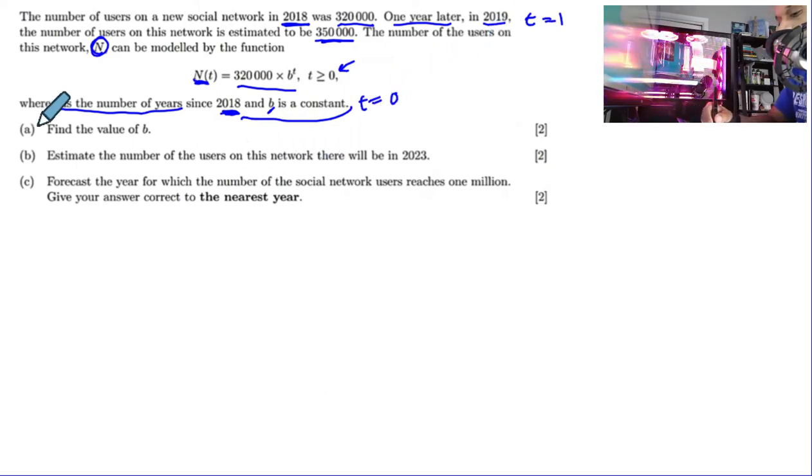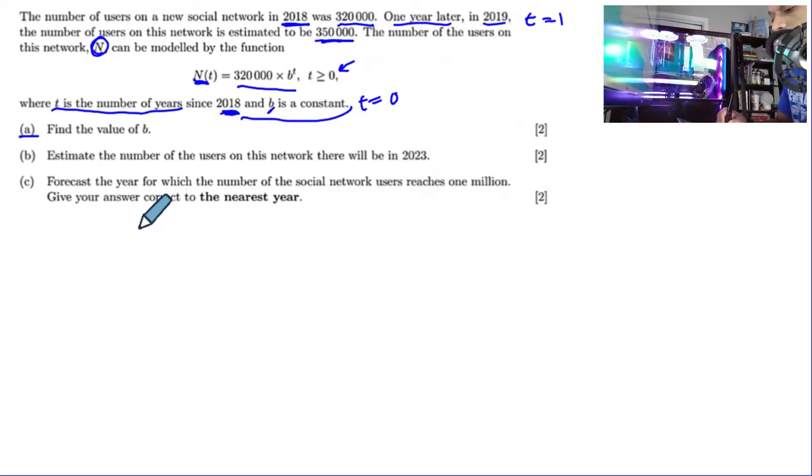Okay, now for part A. Find the value of B. Okay, well, let's just go over the form of our exponential equations.